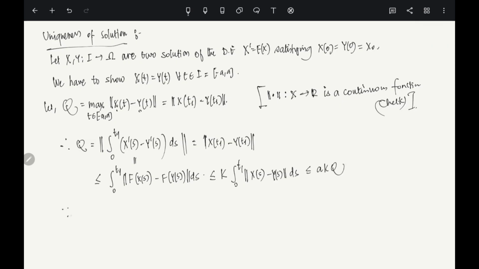Now, since ak is less than 1, we have q is less than or equal to ak times q. Since ak is less than 1, the only option is that q should be 0. There is no other option. Therefore q is 0, so the maximum of the norm of x of t minus y of t is going to be 0. That will imply that x of t has to be equal to y of t for all t in minus a to a. So the uniqueness follows. Right. So with this, I am going to end this.